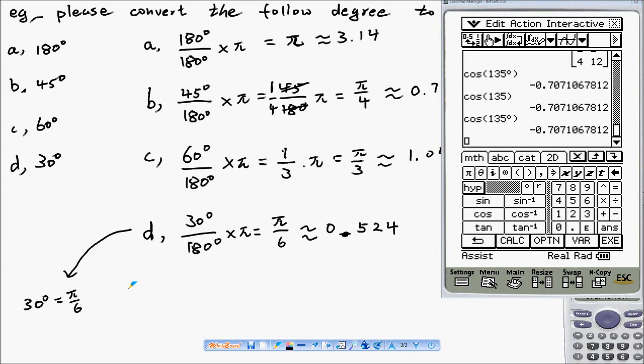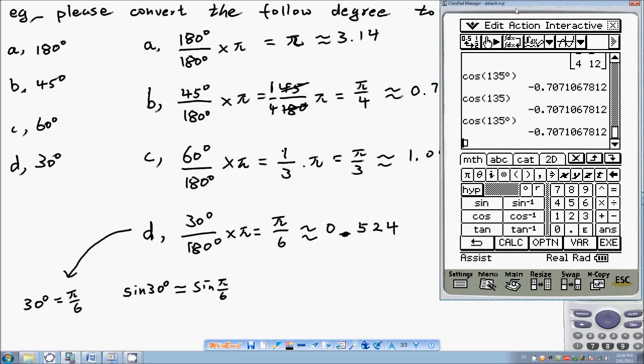An example: if we put sine 30 degrees, we should have the same answer as sine pi on 6. To do that, the first thing in VCE math methods is you always leave the setting of your graphic calculator in radians form. You can change it here. It's radians form or degree form, but always leave them in radians form, because sometimes you have to plot graphs. Just trust me. Leave them on radians form.